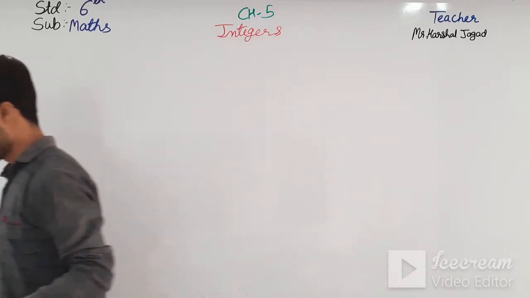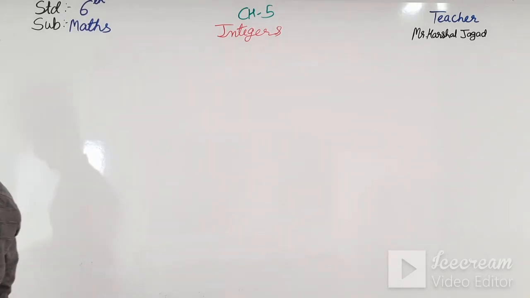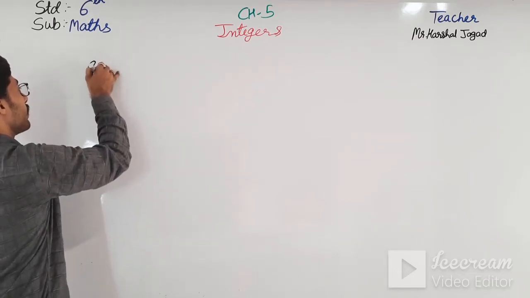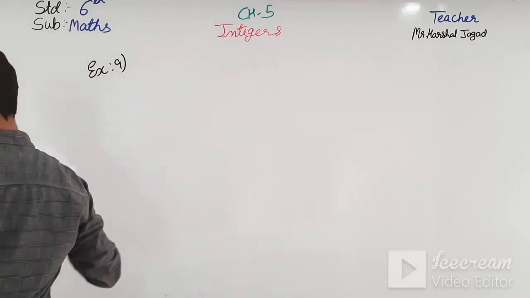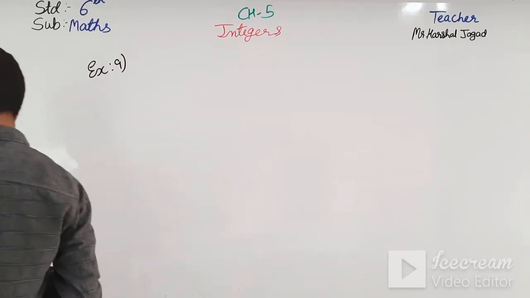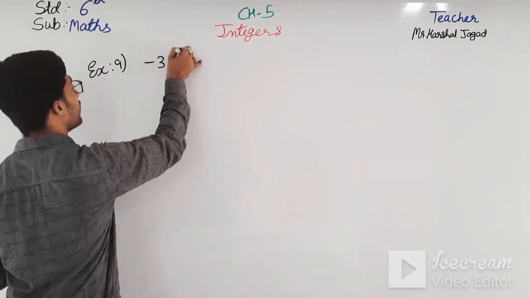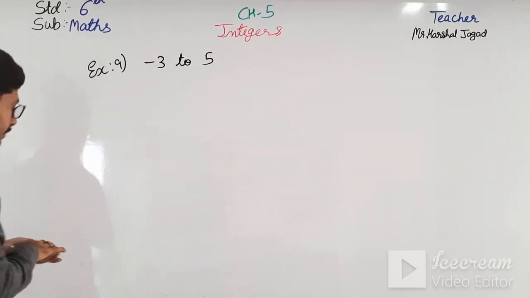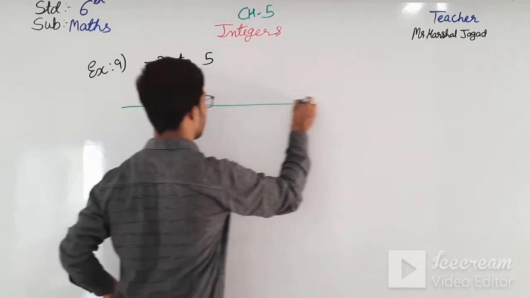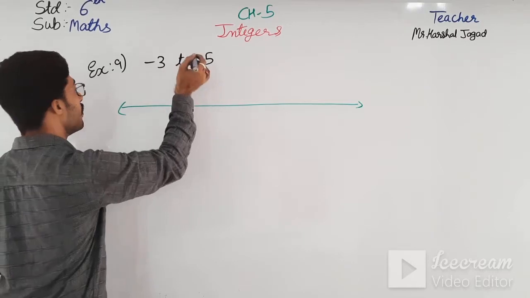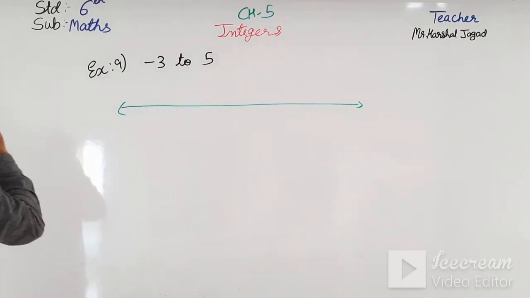In that, I am taking example number 9, which is given over here. See here, add -3 to 5. How will we add? First of all, you have to draw a number line over here. So where it is -3 to 5, add -3 to 5.